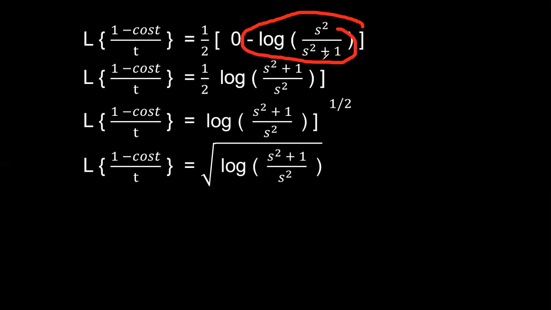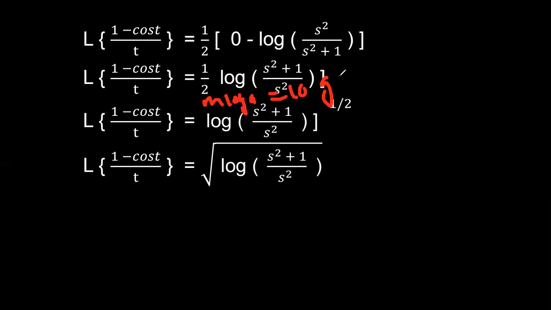This entire term after simplification is multiplied by 1 by 2. Again this can be converted: m log a can be converted as log a power m, so your m value will be 1 by 2. So log a power m, where m is 1 by 2, can be written as the square root of s square plus 1 by s square inside the log. So this is the way you have to simplify the division by t method problems.